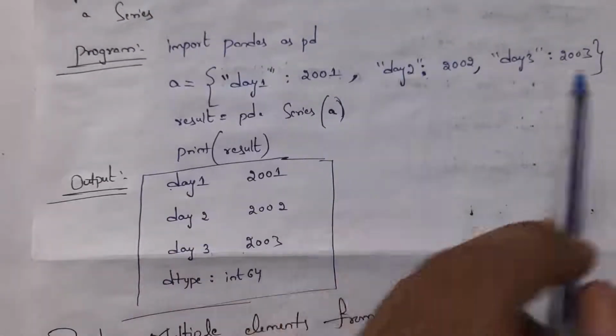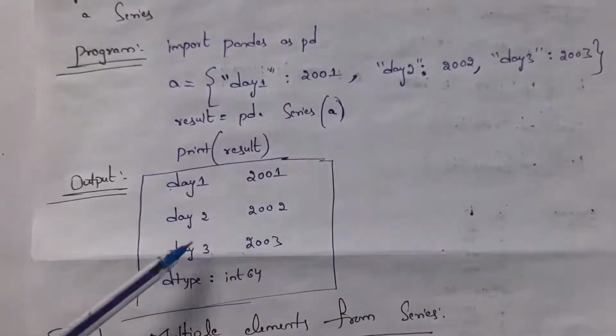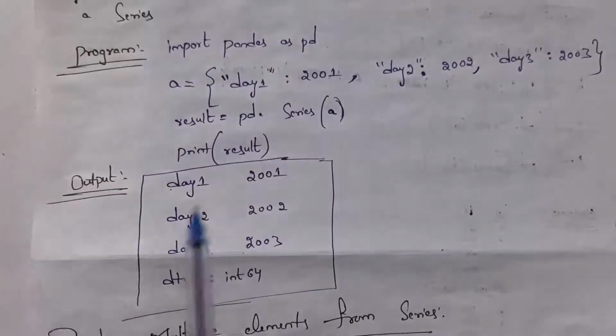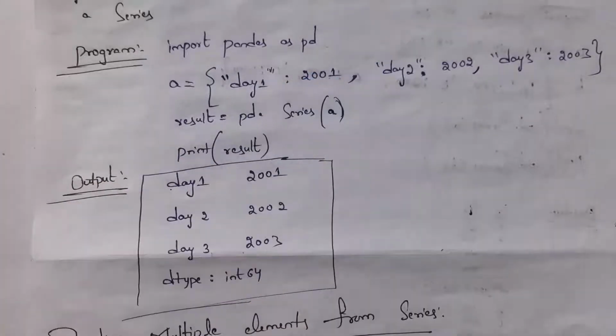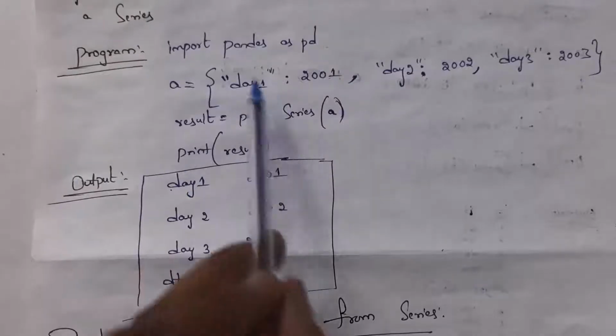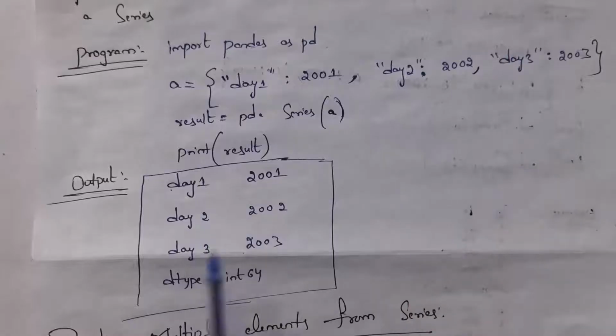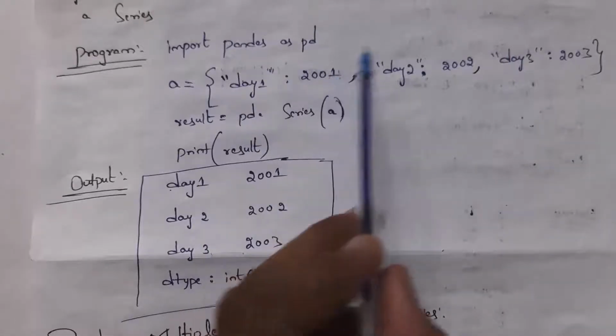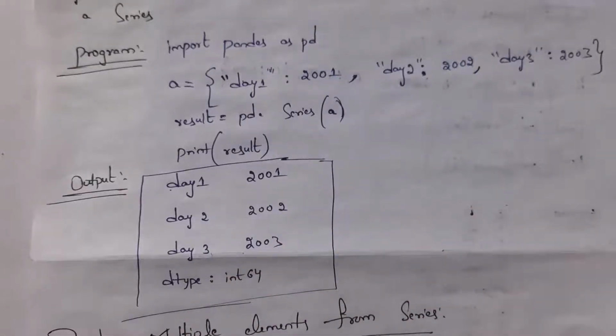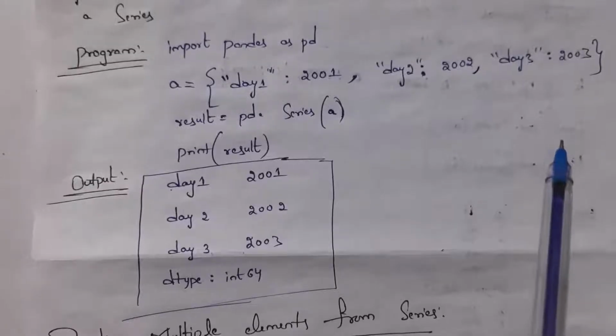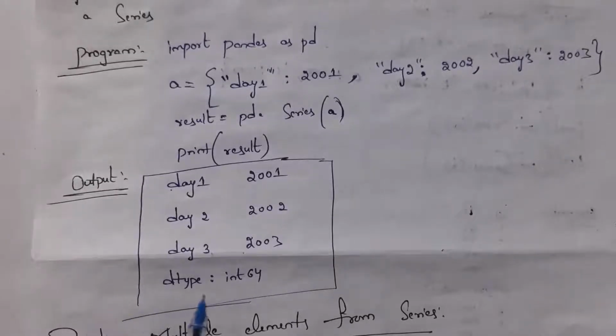Where these keys are index numbers, day 1, day 2, day 3. This is stored in the first column. And next, values are stored in the second column, 2001, 2002 and 2003. Where day 1 contains 2001 and day 2 contains 2002 and day 3 contains 2003. And here 2001, 2002 and 2003 all are of integer type. So it will display the data type, that is dtype: int64. This is my output.